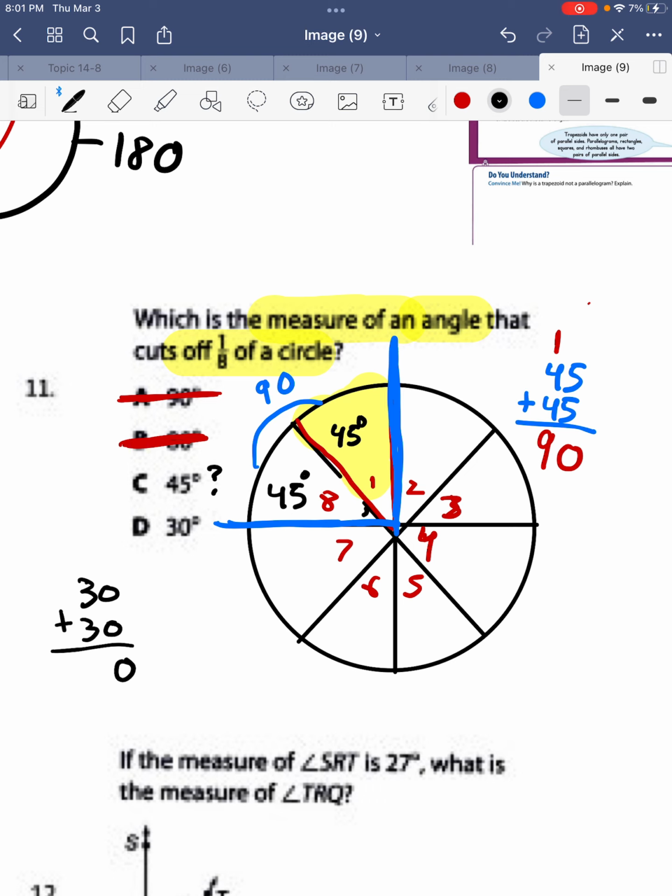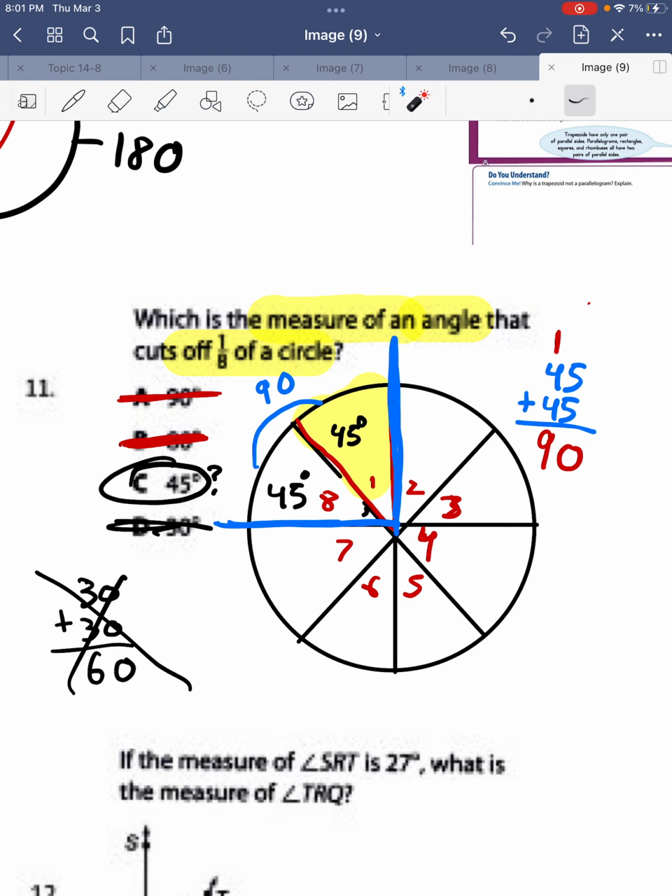0 plus 0 is 0. 3 plus 3 is 6. Okay, 60 degrees. This would not be 60 degrees, because this right here is a perfect right angle. It would not be 60 degrees, so this is not right. So my answer would be C. It makes sense that this would be 45, this would be 45. If I add them together, I get 90, and this right here is a perfect right angle.